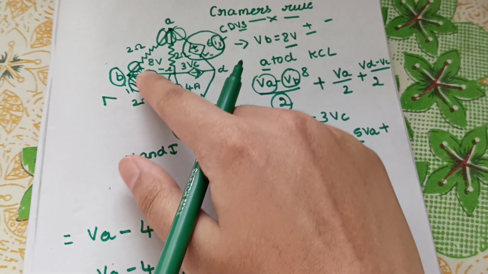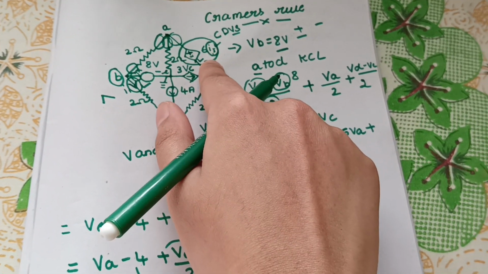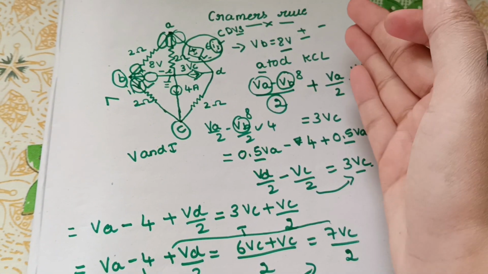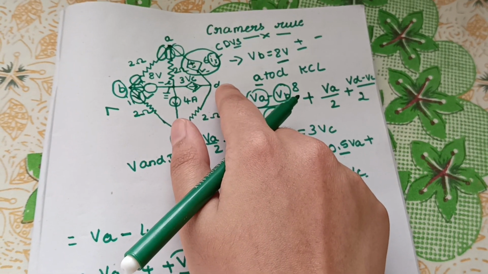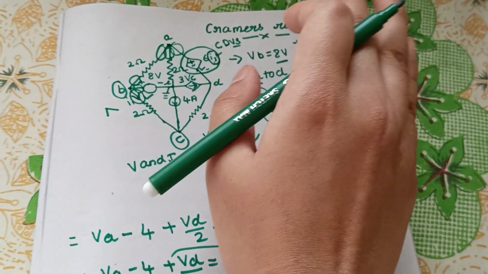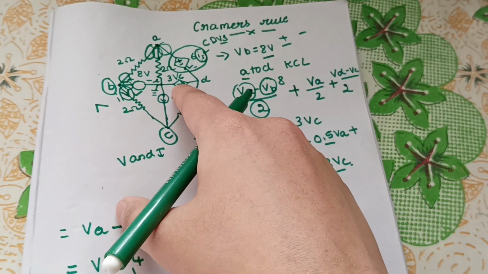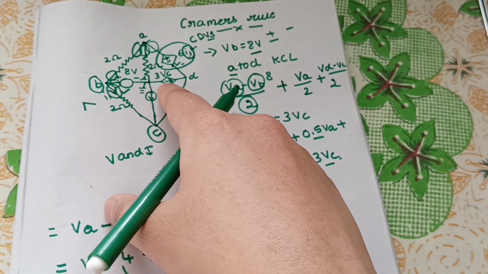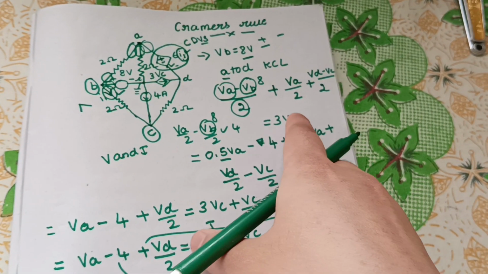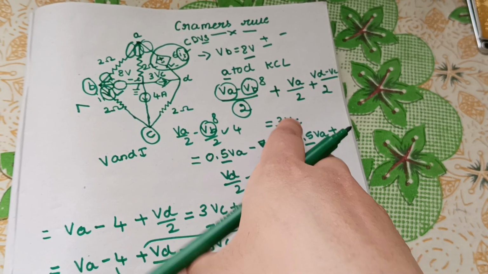This is Va minus Vb by 2. This is Va by 2, and this is a dependent source wherein we are going to construct an equation later. And for D node, this is also a dependent source, so we are going to make an equation in the next coming. And here this is one current source wherein we are going to equate it. You are going to write in the equal section.